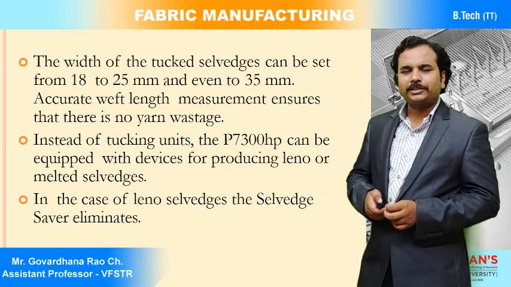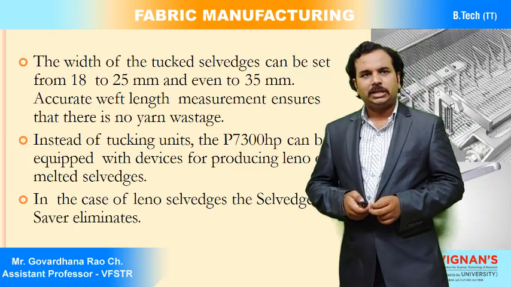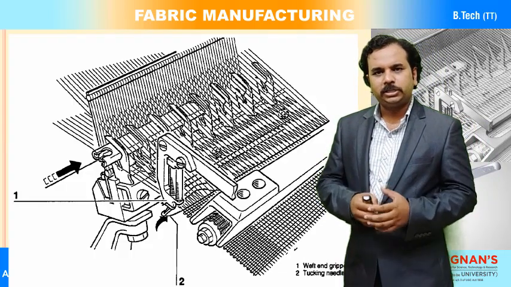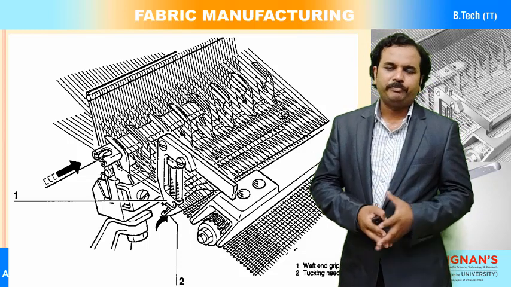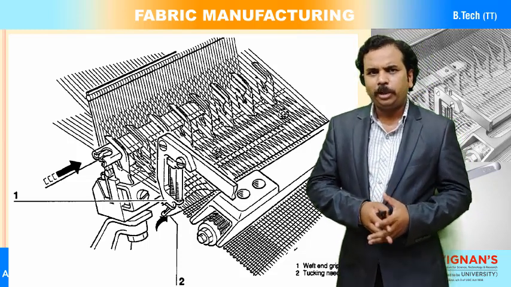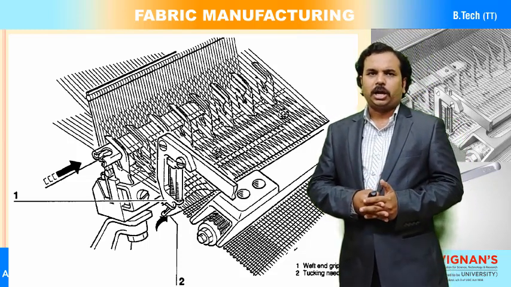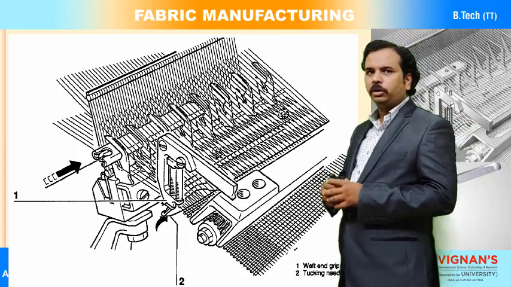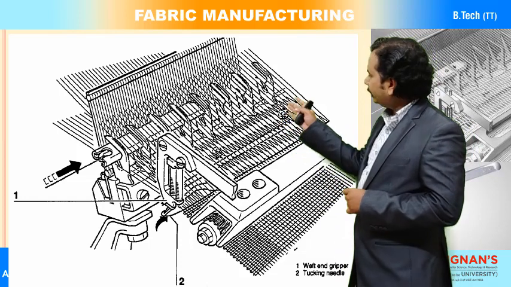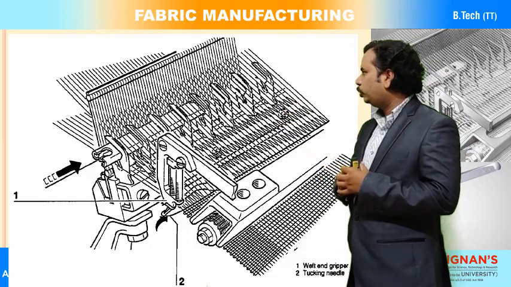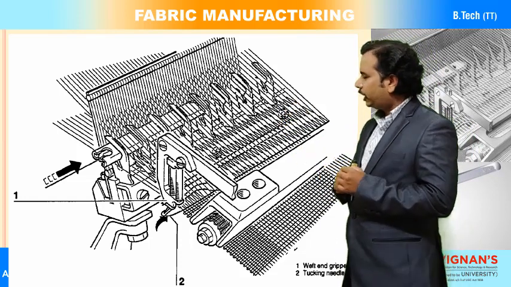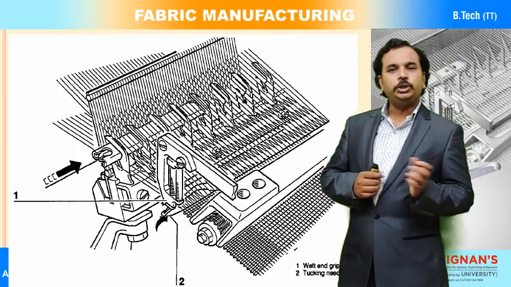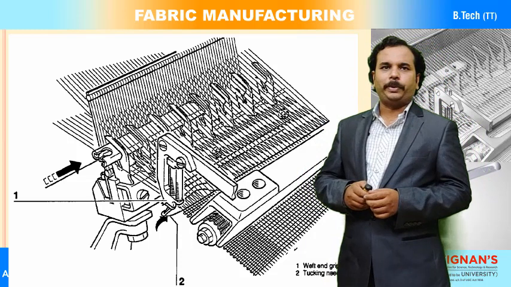Okay. And in the case of Leno selvages, the selvage saver eliminates the selvage, and you can see here the tucked in unit, particularly the tucking in needle, that is part number 2. You can observe that there is a needle which is going to take the fringe of the weft thread into the next opened shed.